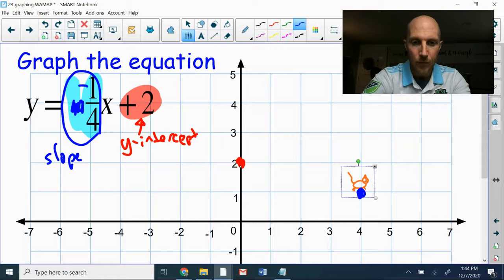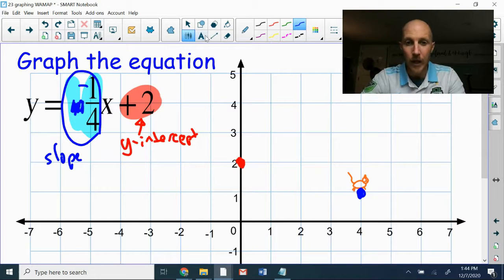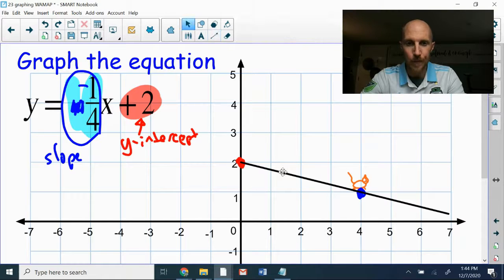So we can just trace out MathCat steps. We went down 1 and to the right 4. So I don't want to leave that there because I want to keep our graph clean looking. So I'm going to connect those 2 points, the y-intercept and that next point we found by using the slope.